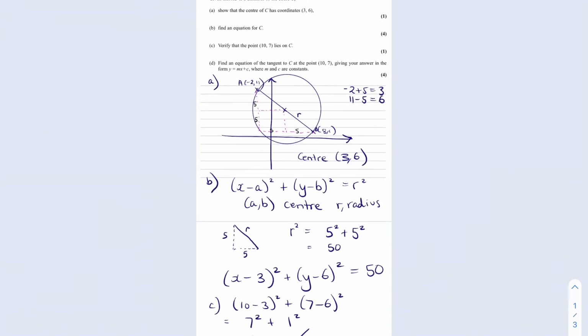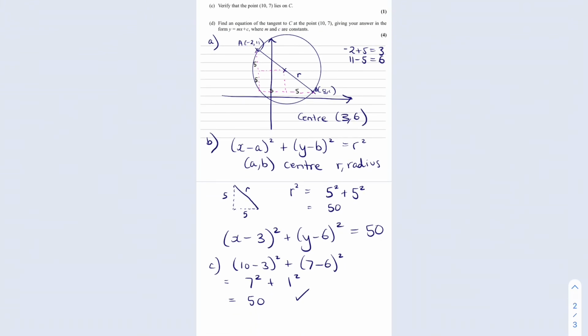Alrighty, now part D. Find an equation of the tangent to C at the point 10, 7, giving your answer in the form y equals mx plus c, where m and c are constants, for the final 4 marks. So where is this point 10, 7? It's probably going to be around about here. Okay, so let's just draw this tangent on. Something like this, so it's a very steep negative gradient. So what is the gradient of this straight line? So we need to find y equals mx plus c, m being the gradient, so let's find the gradient first.